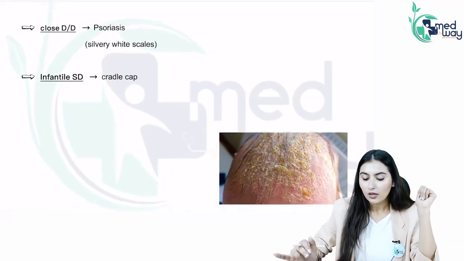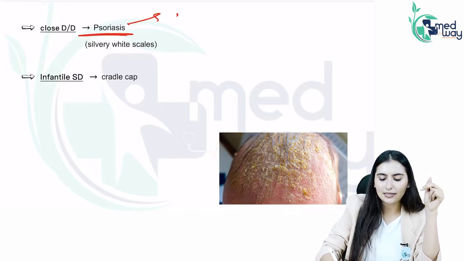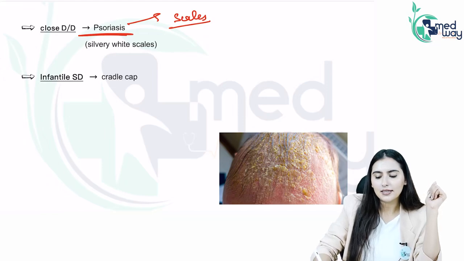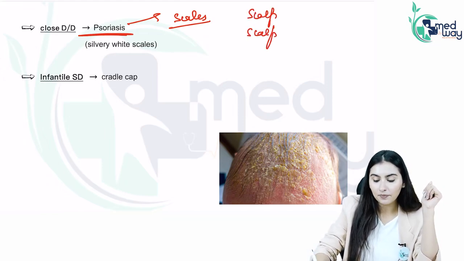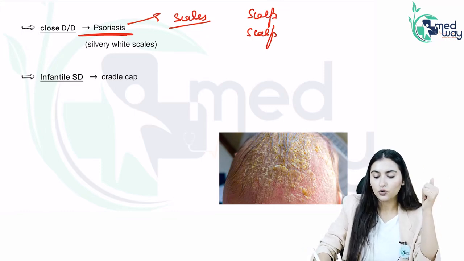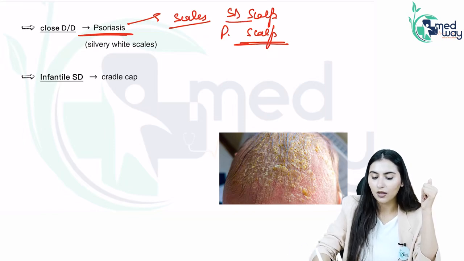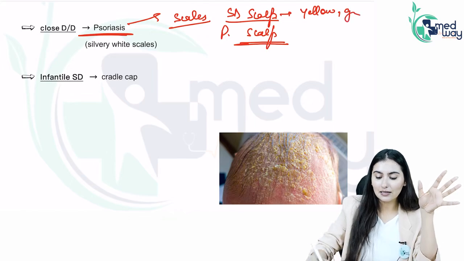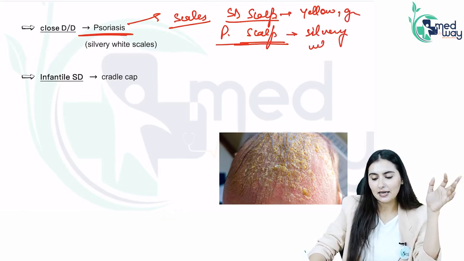Now, the close DD of seborrheic dermatitis is psoriasis. Why? Because psoriasis also has scales. Seborrheic dermatitis can involve the scalp. Even psoriasis can involve the scalp. Okay? How will you differentiate? If this is the scalp of psoriasis and this is the scalp of seborrheic dermatitis, this will have yellow, greasy scales. Psoriasis will have silvery white scales.